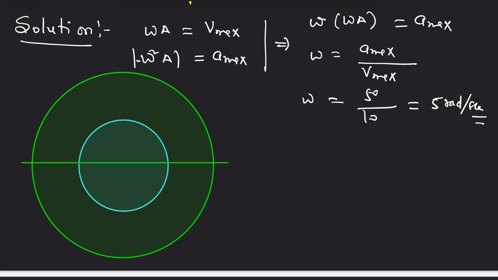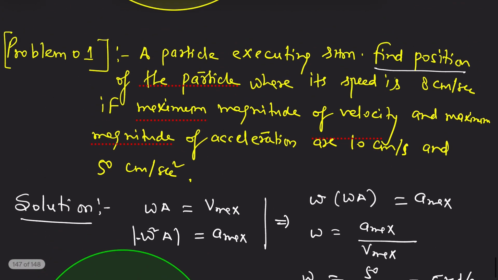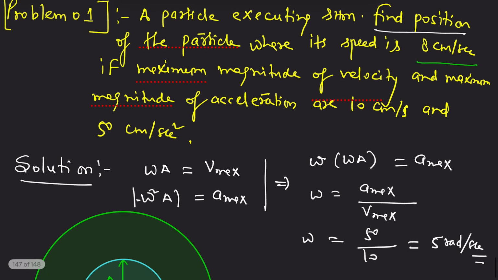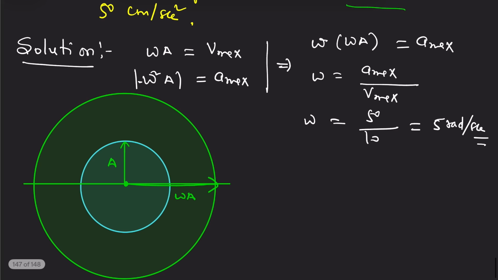So suppose, guys, the particle is at the mean position. The velocity there will be maximum, and that is going to be omega into a. We want the position where its speed is 8 centimeter per second, and the maximum is 10. So 10 is given to you, and we want it to be 8.